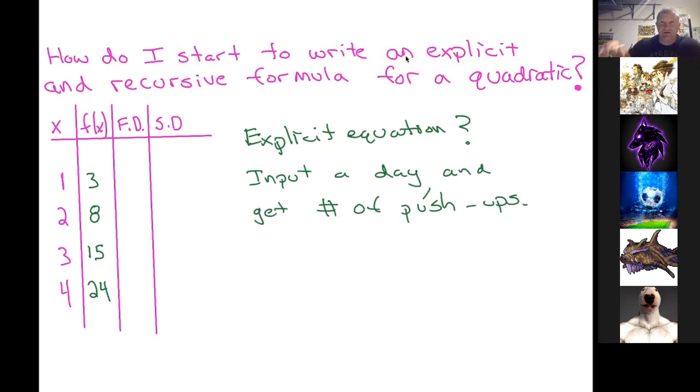And I want to do that without carrying the table out this far, okay? That's what an explicit equation does. I want to be able to input 30 and get the number of push-ups. So that's my ultimate goal there, okay?